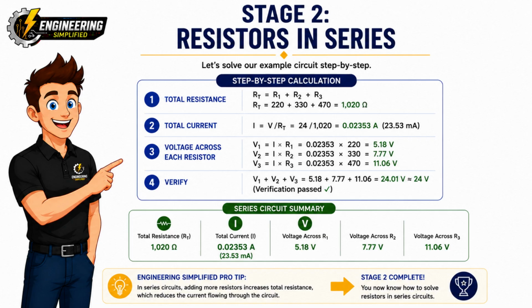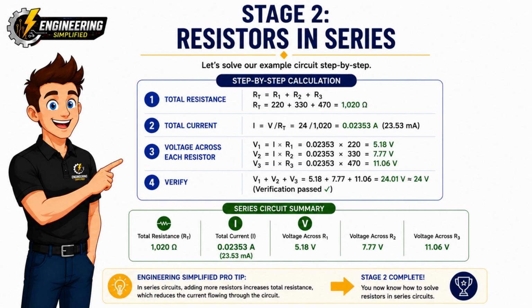220 ohms plus 330 ohms plus 470 ohms gives us a total resistance of 1020 ohms. Now that we know the total resistance, we can use Ohm's law to calculate the total current flowing through the circuit. We divide the supply voltage of 24 volts by the total resistance of 1020 ohms, giving a current of 0.02353 amps, or 23.53 milliamps.